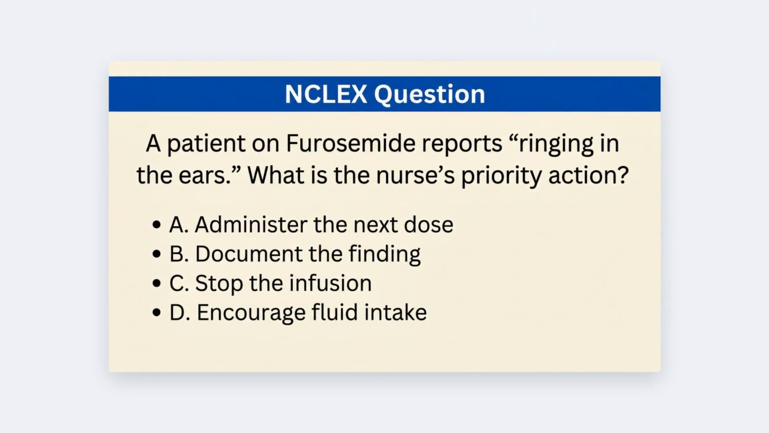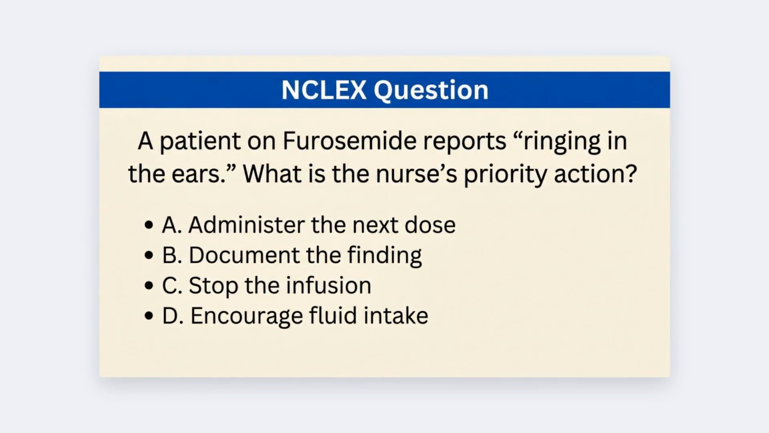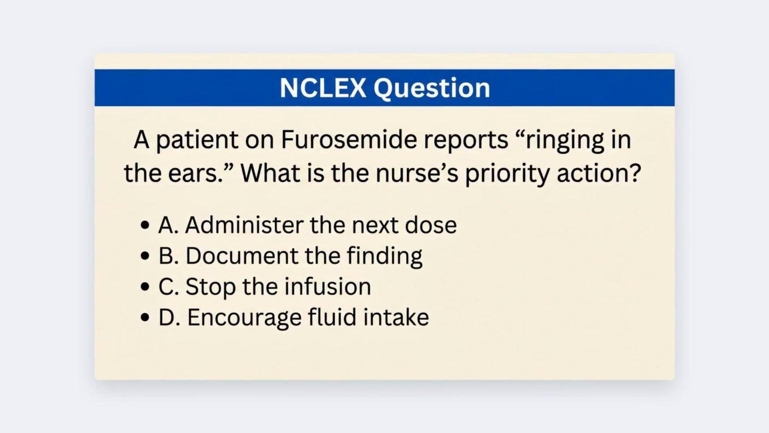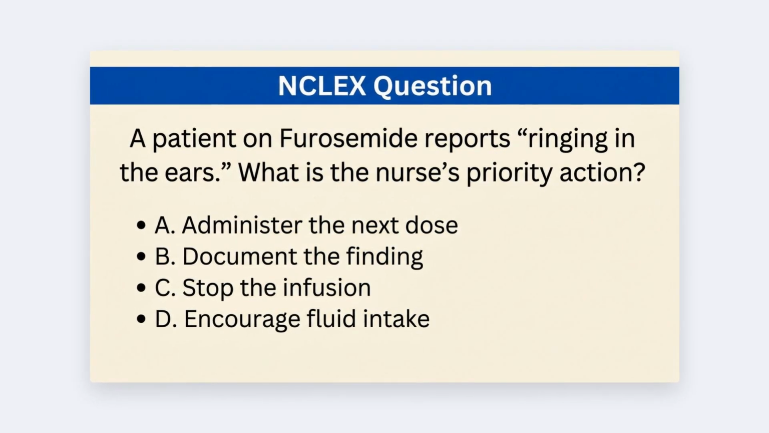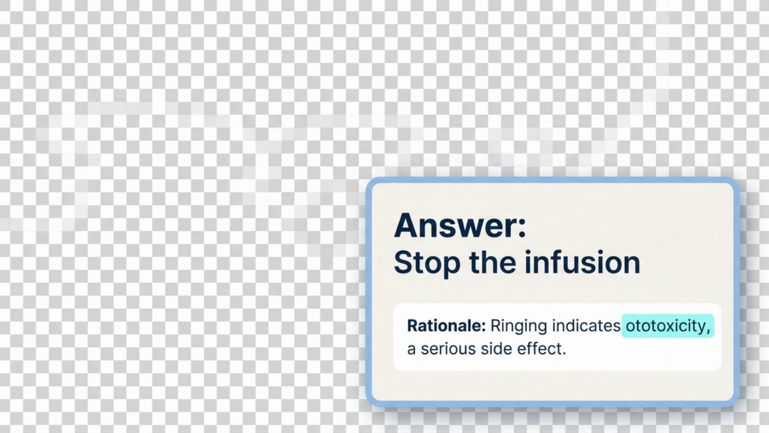Here's a nursing test question. A patient on furosemide reports ringing in the ears. What is the nurse's priority action? Take a second to think. The answer is stop the infusion and notify the provider. Ringing or tinnitus indicates ototoxicity, which can be permanent if the medication isn't stopped.